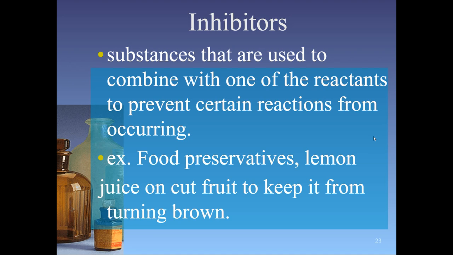Inhibitors are substances that are used to combine with one of the reactants to prevent certain reactions from occurring. An example of this is food preservatives, like lemon juice on a cut piece of fruit to keep it from turning brown. So inhibitors are something that keeps a reaction from happening.